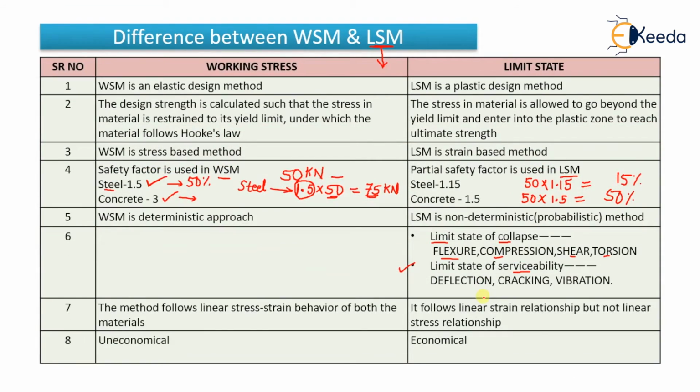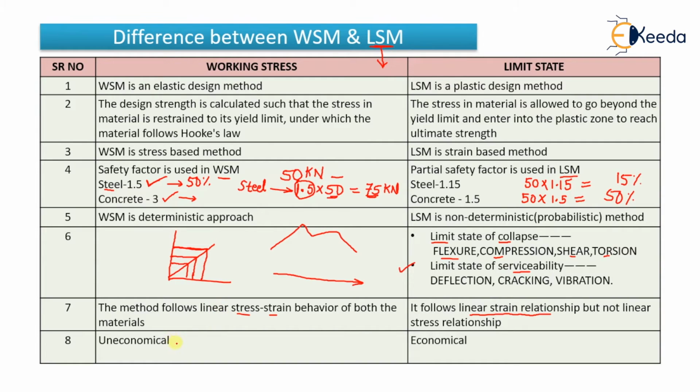In this way you can create the logic that it follows the linear strain relationship but not the stress relationship. Stress relationship is up and down like this, but strain is continuously increasing. But in this case, the stress and strain relationship is linear, means there is a linear line like this. If stress is increasing, strain is also increasing with the same rate. So that is a linear rate of increment.